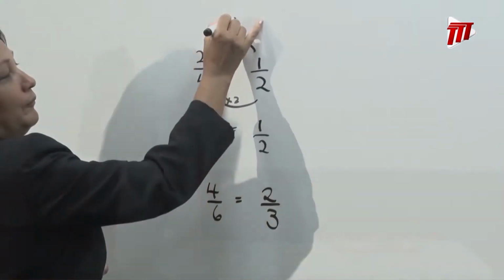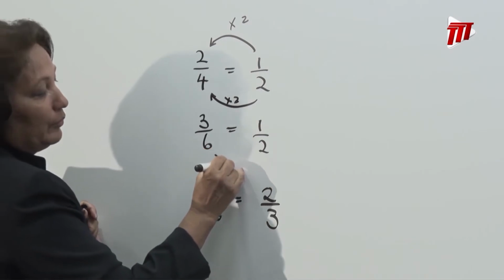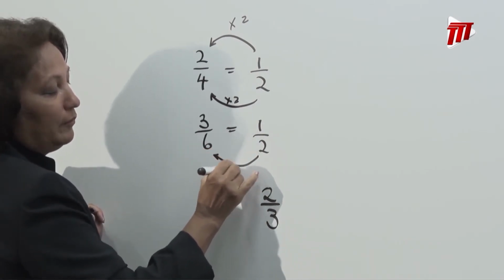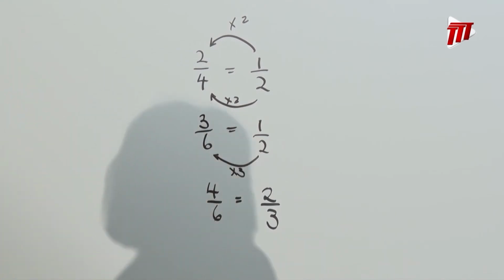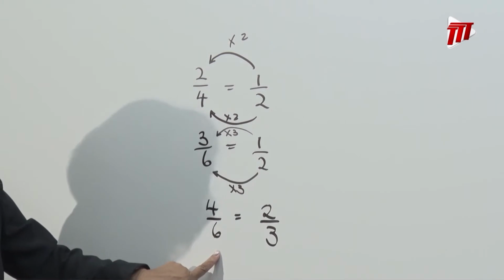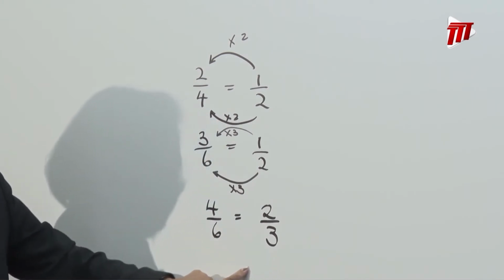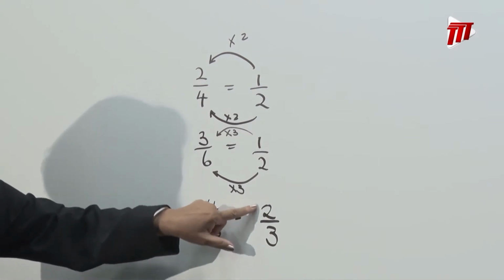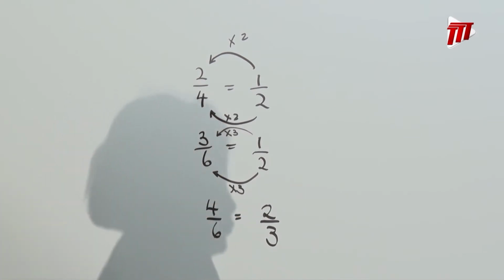Exactly. So I'm going to multiply this by 3. So I would multiply the numerator by 3. Same thing happens here. We multiply the denominator by 2. So we're going to multiply the numerator by 2.